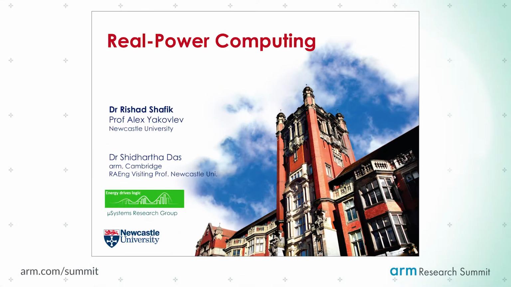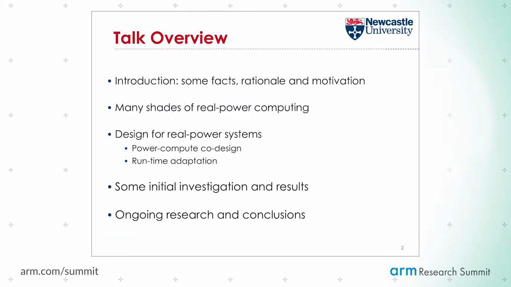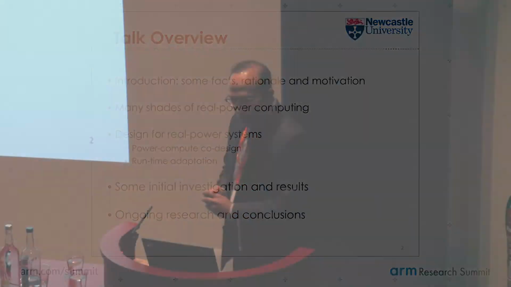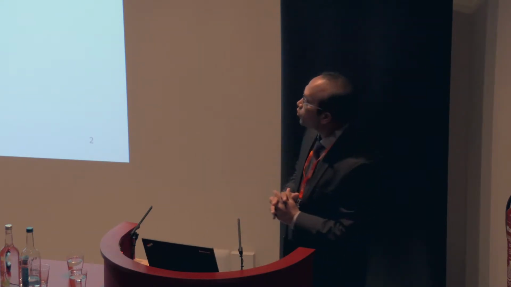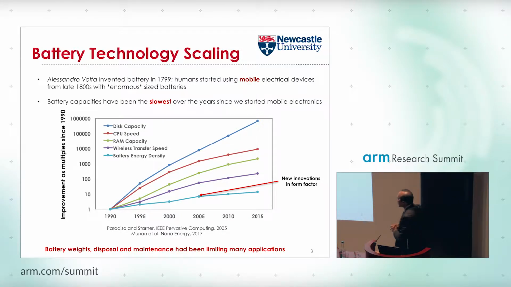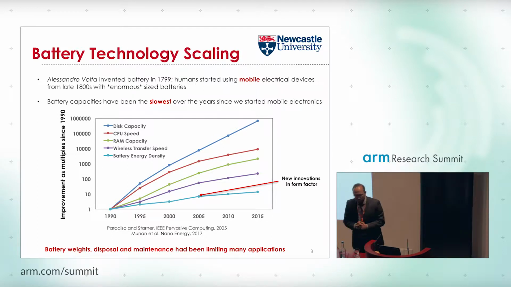So without further ado, I'll carry on basically talking about what we think is the motivation for thinking in terms of real power computing and why we need this. And then I'll be talking about different aspects of real power computing, what are the different types of real power computing, and that will, I think, tie in very nicely with the next talk, which is what Jeff is going to lead. And we'll also talk about some really initial investigational results. This is not really conclusive of the entire paradigm that we ambitiously want to develop. And then we'll talk about some of the ongoing research and challenges and conclusions as well.